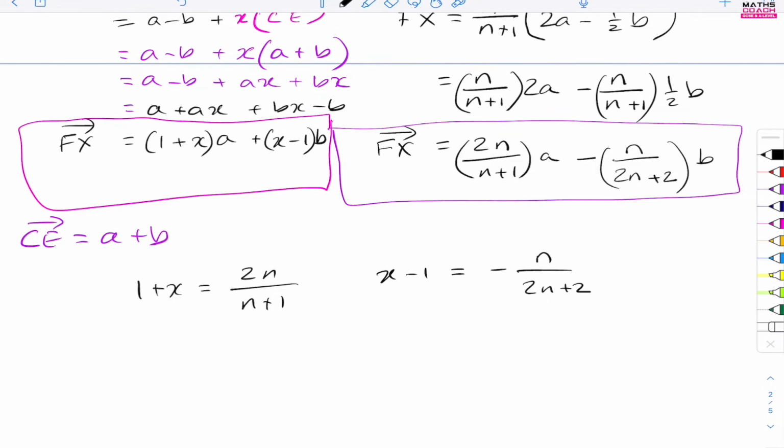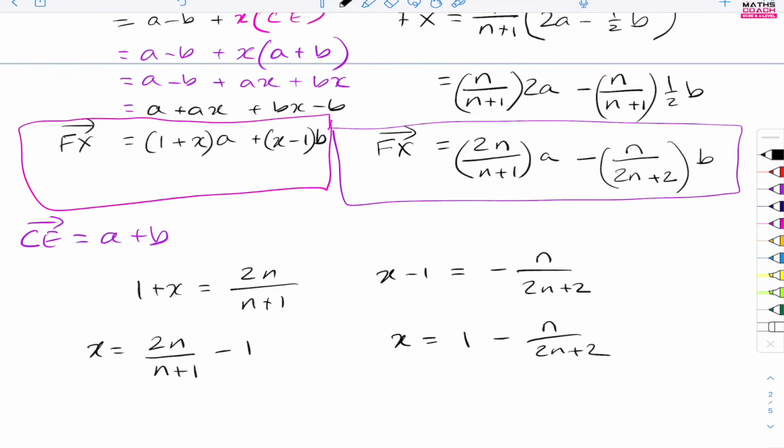Now, all we have to do is make the x's equal to each other because both of them have x's. So we're going to make x the subject here and x the subject here. In order to make x the subject here, we have to get rid of this 1. So we can take this 1 to the other side. So we're going to have x is equal to 2n over n plus 1 minus 1. And on the other one, we take the minus 1 over to this side, so it becomes a positive. We're going to have x is equal to 1 minus n over 2n plus 2.